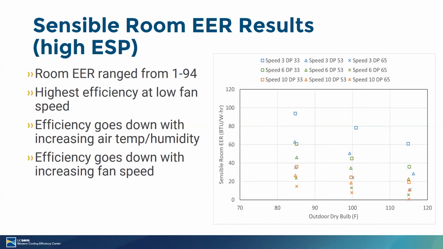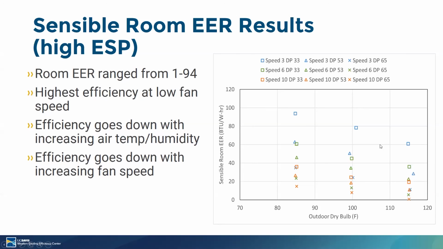This shows us the EER of that process, the efficiency of that process. A typical older compressor-based air conditioner would probably have an EER around 10, and maybe a variable speed, high efficiency, brand new system, you might be able to get like 18 at certain conditions. So you can see here that the efficiencies of an evaporative cooling process are much higher, by a factor of 5 in many cases.